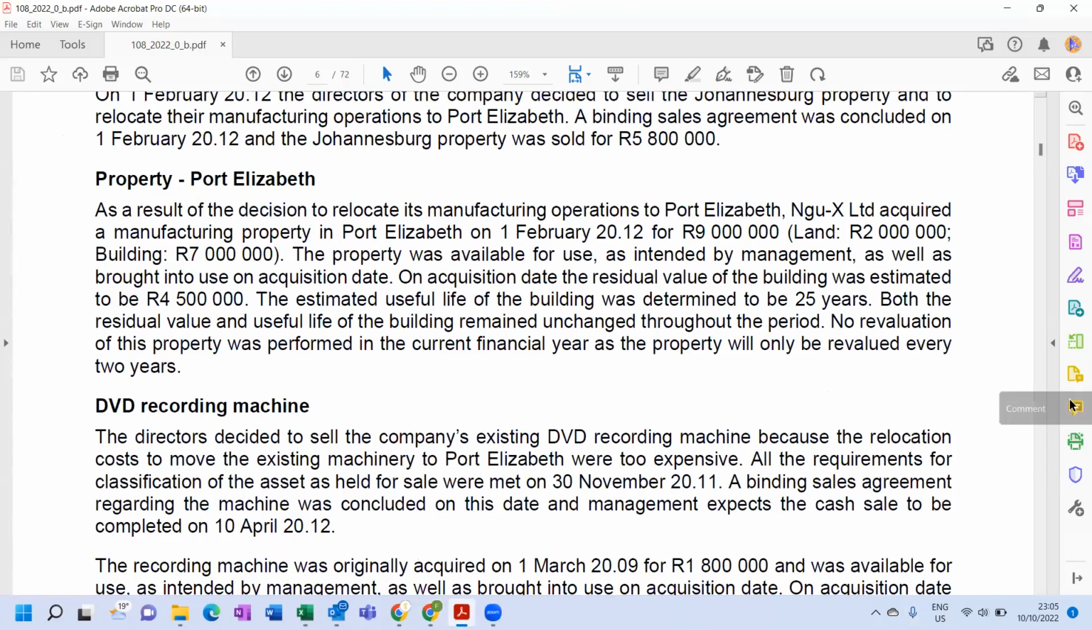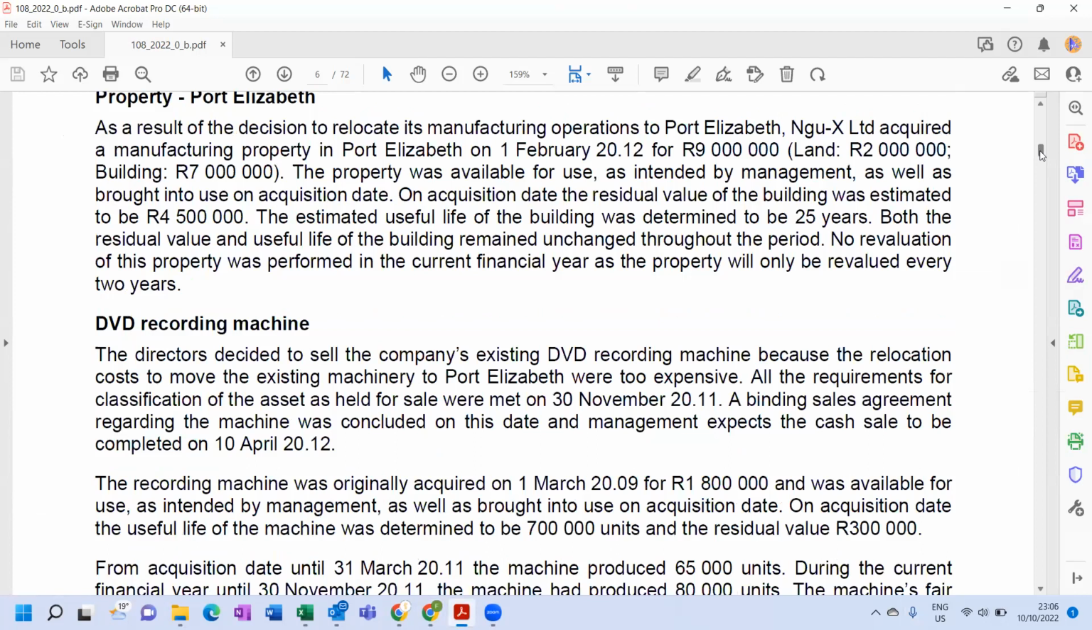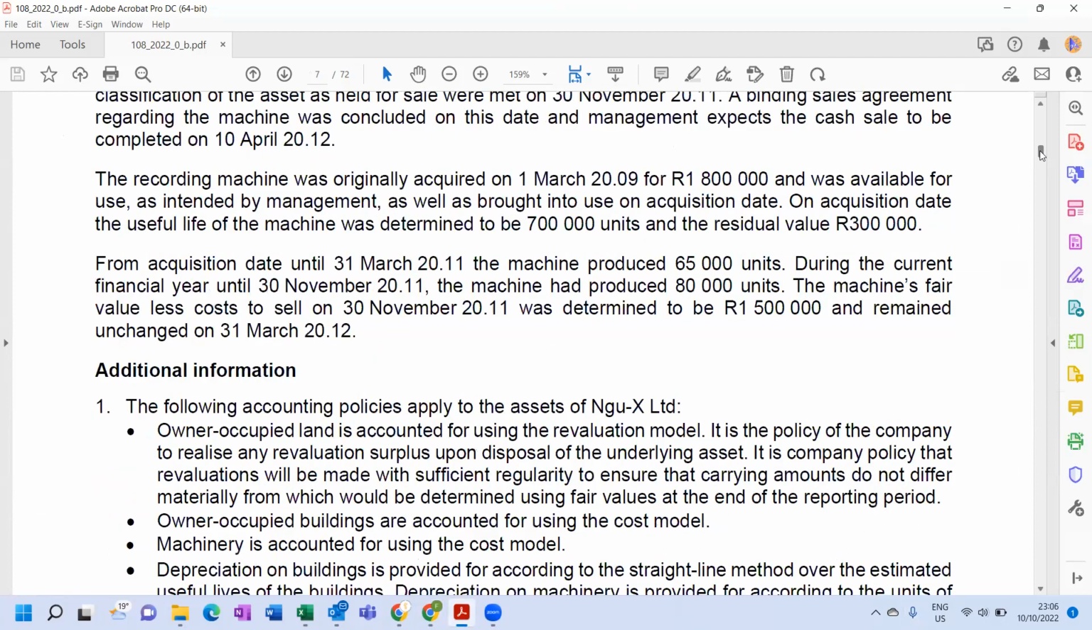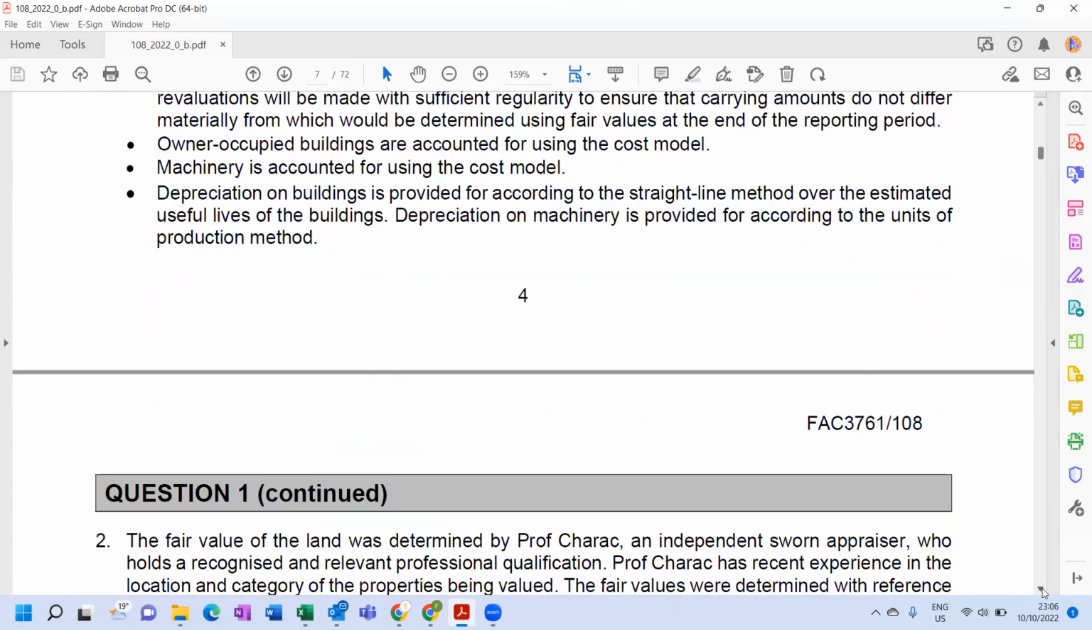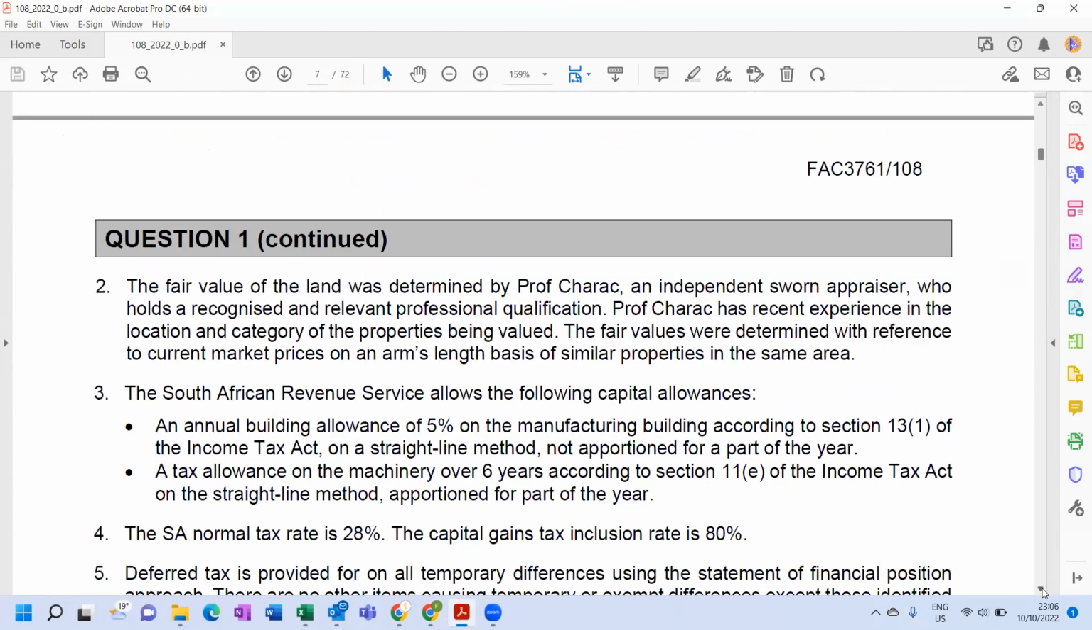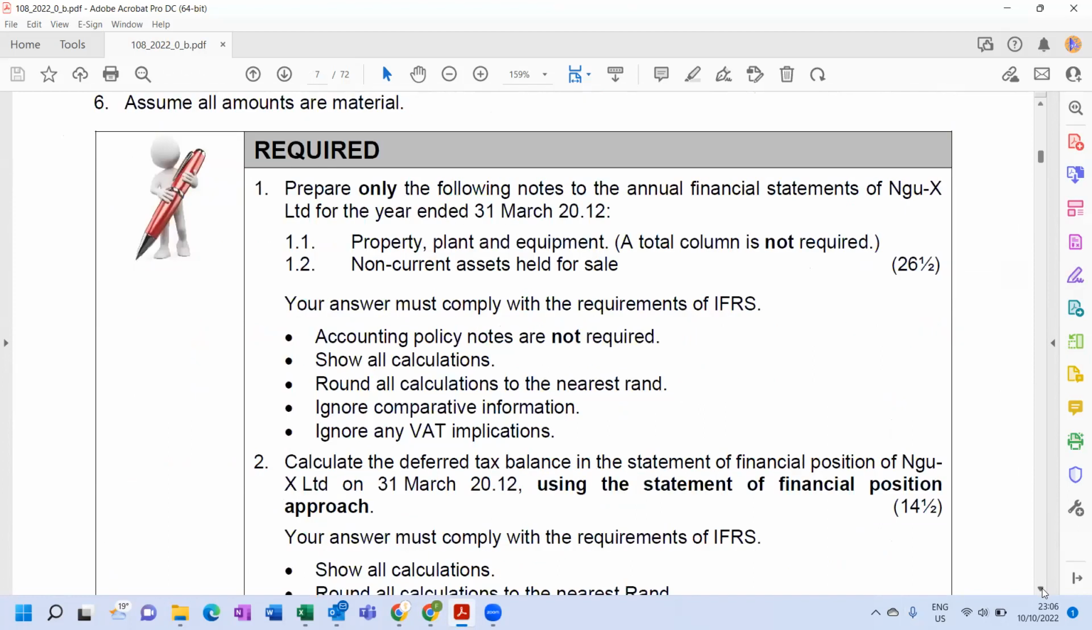So this is question 1, fact 3761, letter 108, 2022. In the next video, I'll do one more video covering some other topics. So that is a 40 marker.